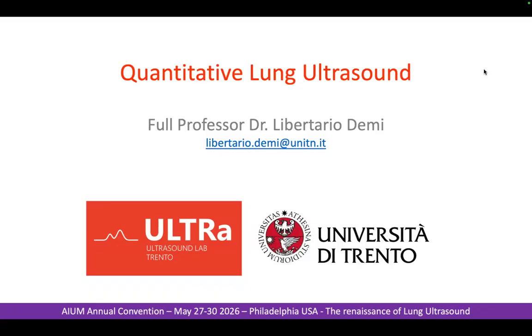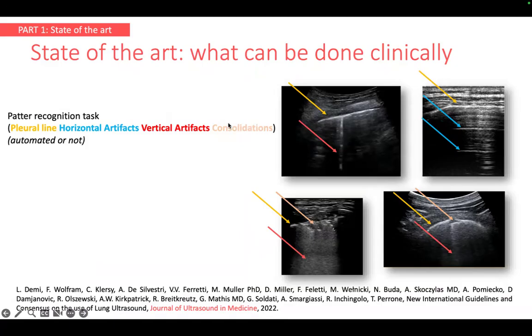So this talk focuses on quantitative lung ultrasound, but let's start first from the state of the art. So what can be done clinically today with clinically available scanners? And that is essentially limited to pattern recognition. So what you can do nowadays is recognize the presence of specific patterns in lung ultrasound images. And these images show the most important patterns, such as pleural line, the horizontal artifacts, vertical artifacts, and consolidations.